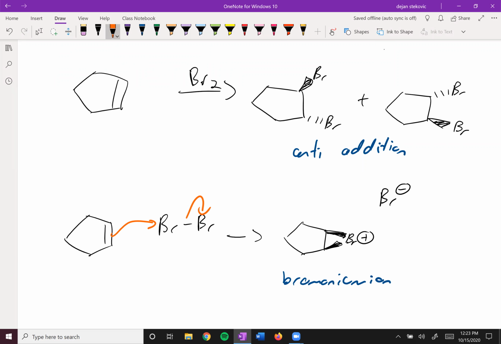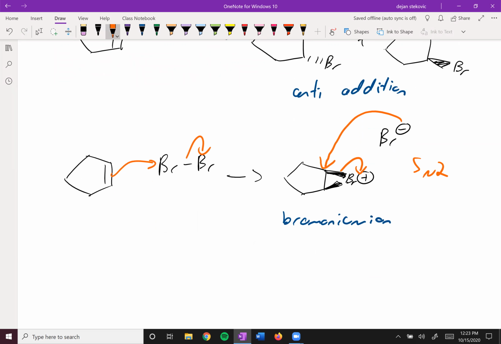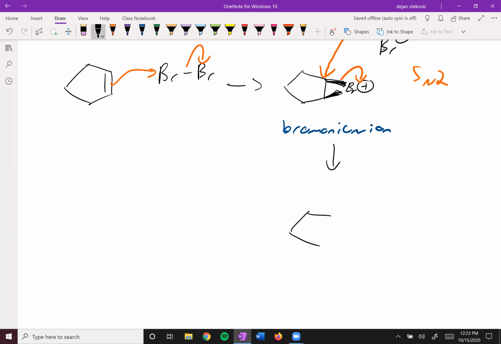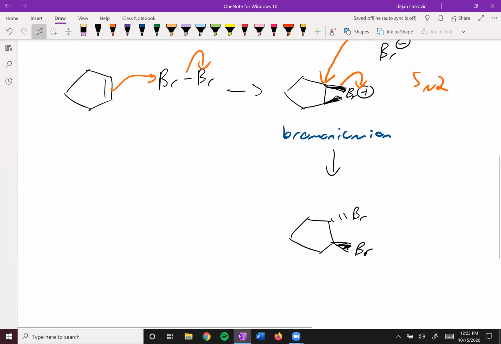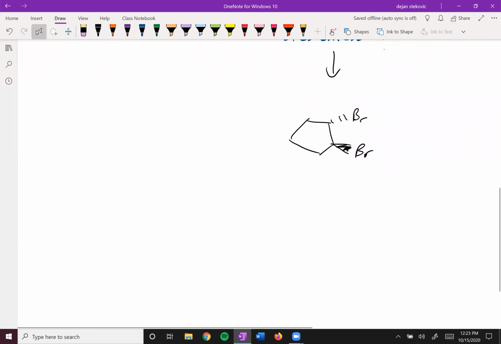And then the second step is an SN2 attack on one of these carbons, kicking off one of these bonds, right? So this is an SN2 type of attack. And if we're thinking of an SN2 type of attack, we're talking about this backside attack. And so that's going to result in our anti-addition, right? We form this three-membered bromonium ion, and then we have this SN2 type of attack. And so you can see how that mechanism explains this purely anti-addition that we get. We get no syn addition here.